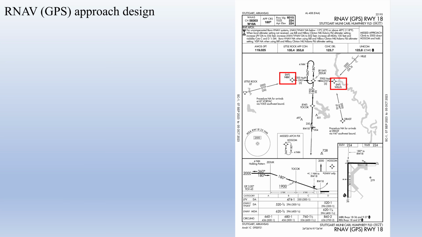Many RNAV GPS approaches are designed with initial approach fixes about 5 miles from and 90 degrees to either side of the intermediate approach fix, creating a T-shaped approach design. This design allows aircraft approaching the airport from either side of the airport and downwind of the intermediate fix to navigate to one of these initial approach fixes, then to the intermediate approach fix and in on the approach without having to perform a procedure turn.